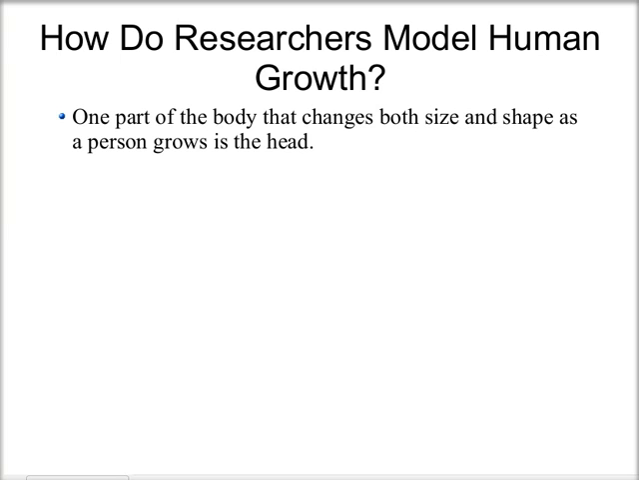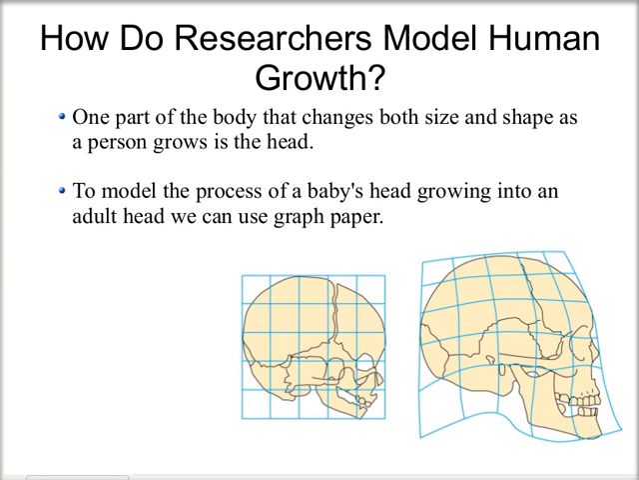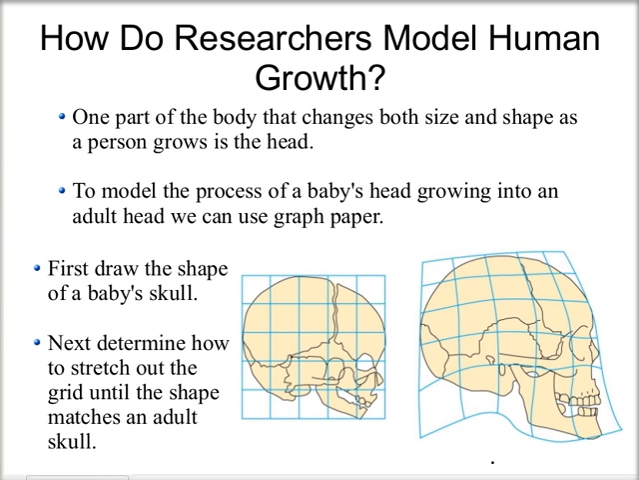Some parts of the body change in shape as well as in size as we grow, and one part where we can see this change in size and shape is a person's head. And we can model the process of a baby's head growing into an adult head using graph paper. So you can see here a baby skull drawn on a grid, and then that grid has been deformed and stretched out until it takes the shape of an adult skull. So that would be one way to model the growth of a skull.